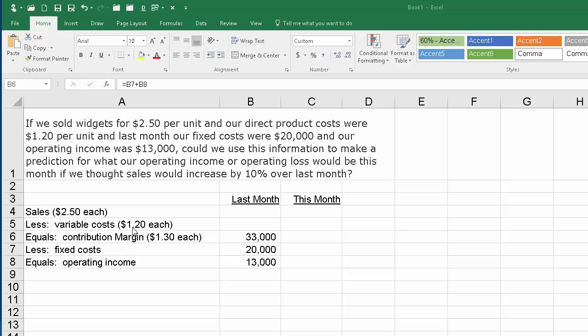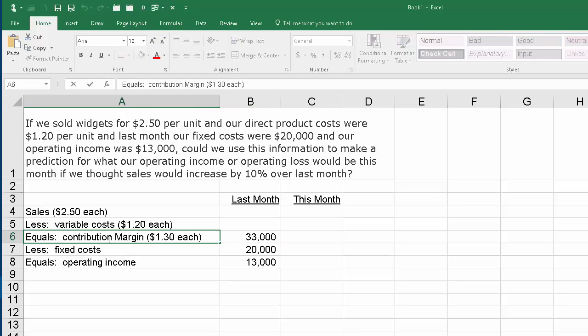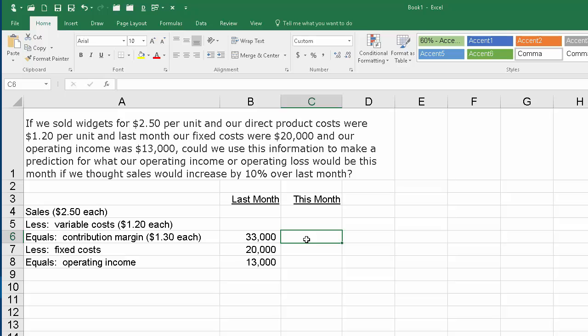Okay, now sales, variable cost, and contribution margin are all variable, meaning if we get a 10% increase in sales, we're expecting a 10% increase in variable costs and therefore mathematically a 10% increase in contribution margin. And this should not be capitalized. All right, so if we expect that sales will increase by 10%, so will contribution margin.